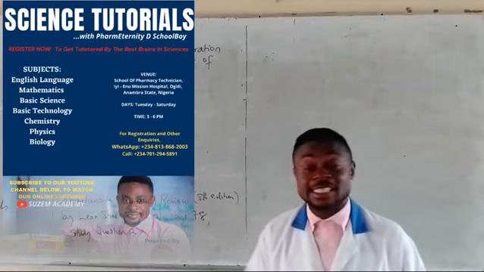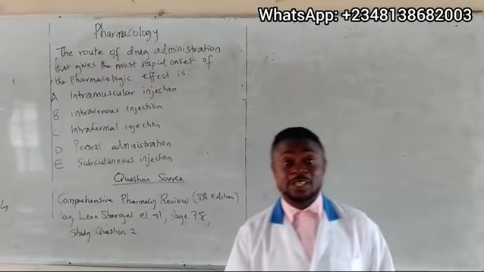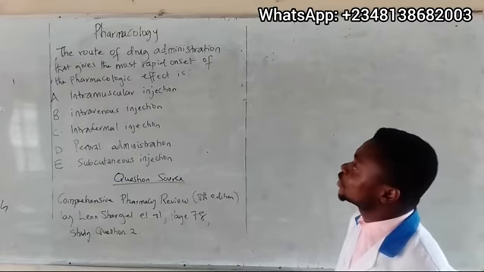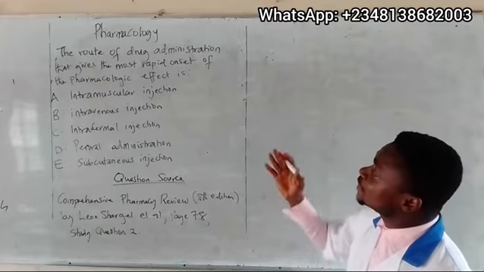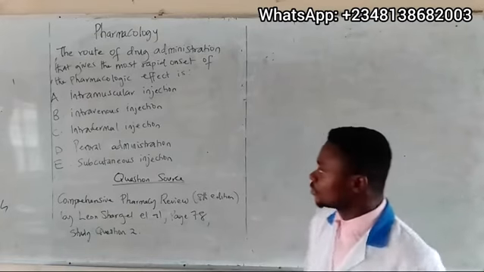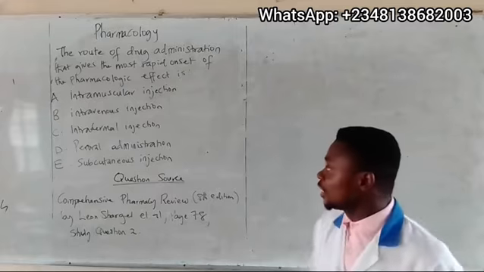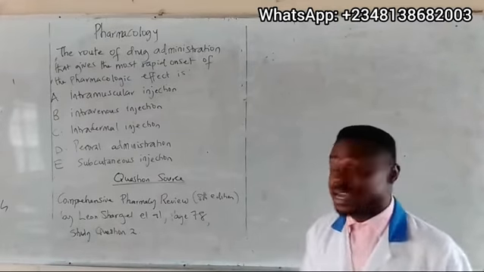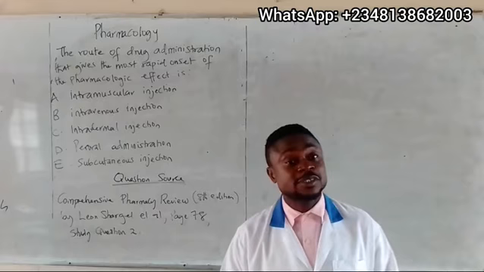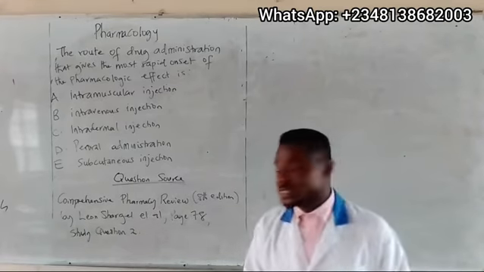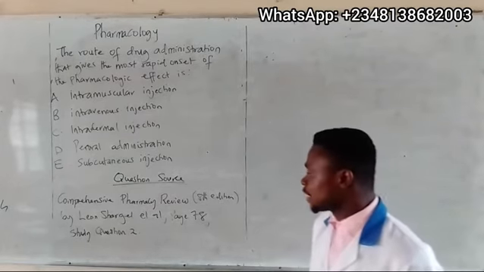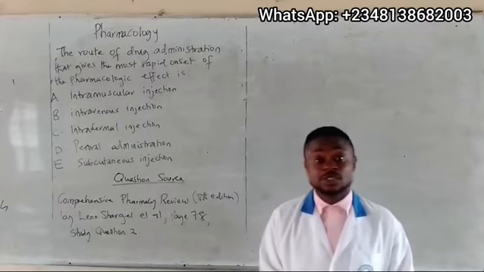Today we are going to take a look at pharmacology, and we have a question on the board. The question says, the route of drug administration that gives the most rapid onset of the pharmacologic effect is: A. Intramuscular injection, B. Intravenous injection, C. Intradermal injection, D. Peroral administration, E. Subcutaneous injection. The question source is Comprehensive Pharmacy Review, 8th edition, by Leon Shargel et al., page 78, study question 2. Now let's go.